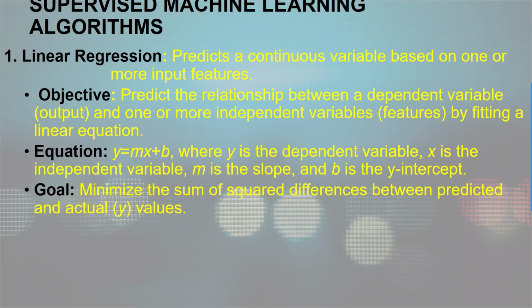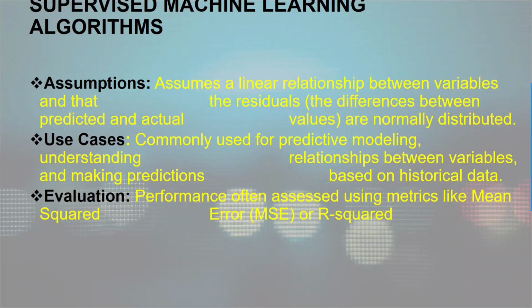Firstly, going with linear regression, it predicts a continuous variable based on one or more important features. The objective here is to predict the relation between a dependent variable, which is the output, and one or more independent variables. This is done by fitting a linear equation. The equation here being y = mx + b, where y is the dependent variable, x is the independent variable, m is the slope, and b is the y-intercept. The goal here is to minimize the sum of squared differences between the predicted and actual values.